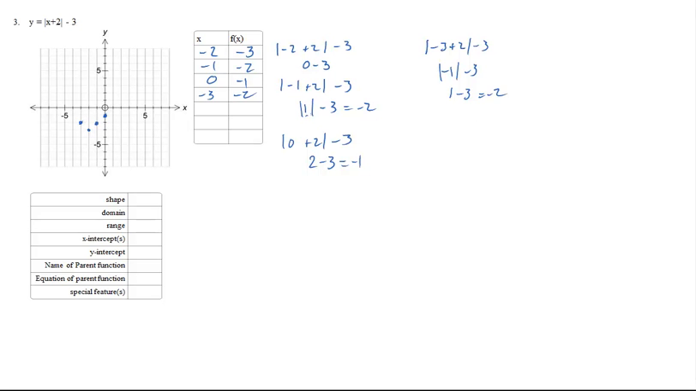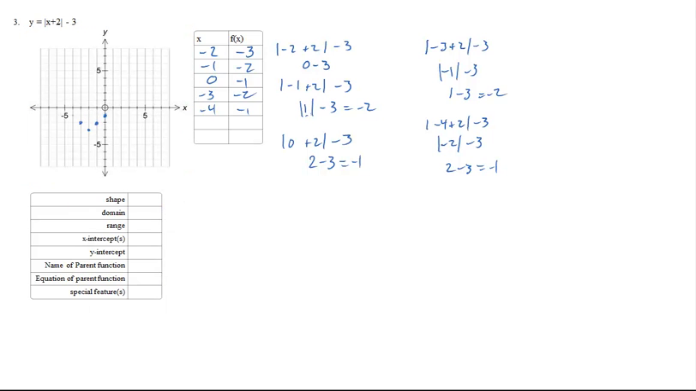Alright, and so now you can see there's my vertex. I just found it. And so we'll go ahead and we'll put in one more point on the other side. -4. And we'll put in -4 plus 2 minus 3. -4 plus 2 is -2. And the absolute value of -2 is 2 minus 3 equals -1. So I got -1. Alright.